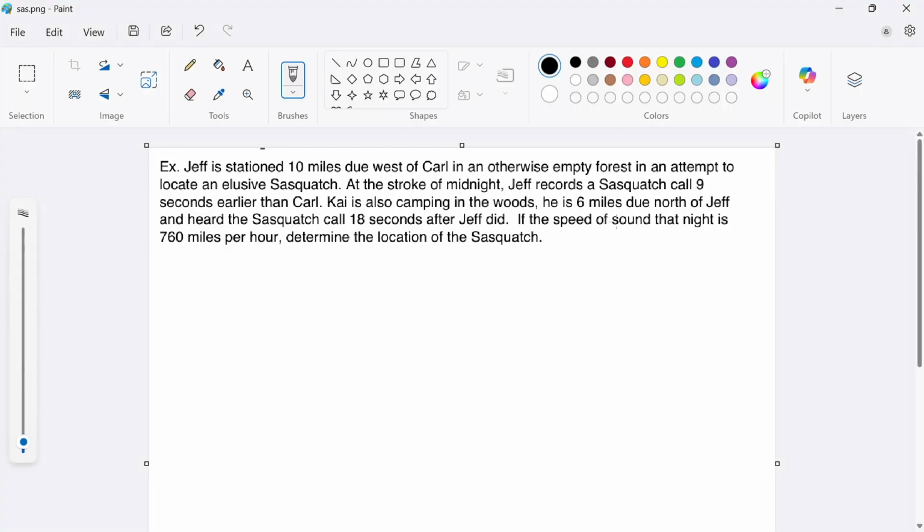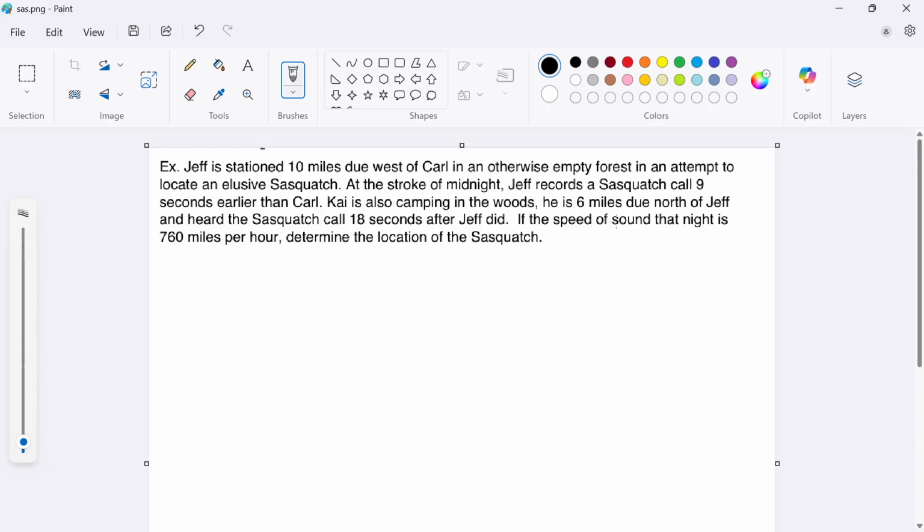Here's a pre-calculus on-ramps sample question. It says Jeff is stationed 10 miles due west of Carl in an otherwise empty forest in an attempt to locate an elusive Sasquatch. At the stroke of midnight, Jeff records a Sasquatch call 9 seconds earlier than Carl.